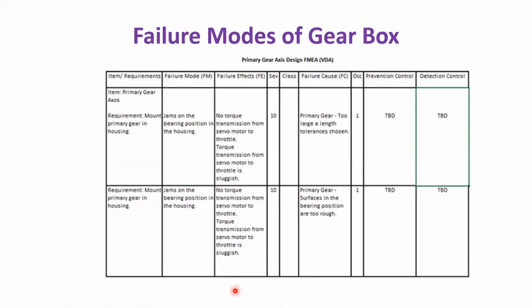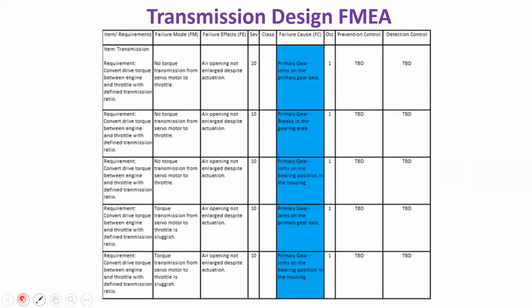And the same thing follows here, where you have some other causes as well. The failure cause can also be because of too large a length. If the length tolerance is chosen at a high value, then even the failure can happen. Then if the surfaces in the bearing position are too rough, there can be a jam on the bearing position in the housing, which will result in the failure of the primary gear as well. So there can be n number of failures that you need to understand.